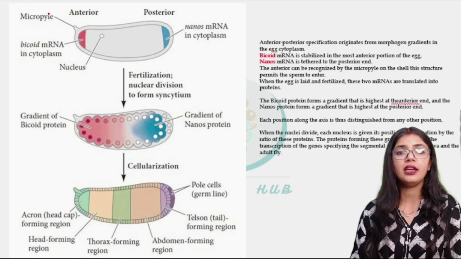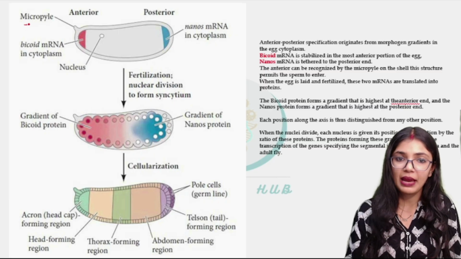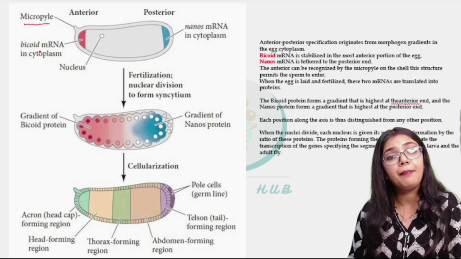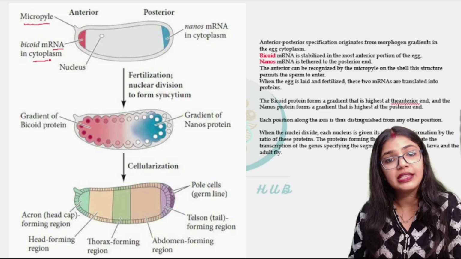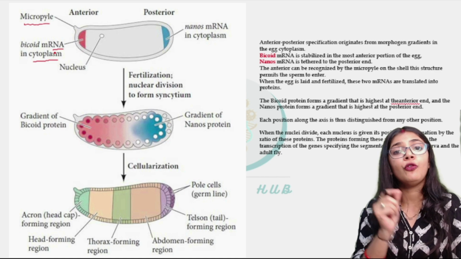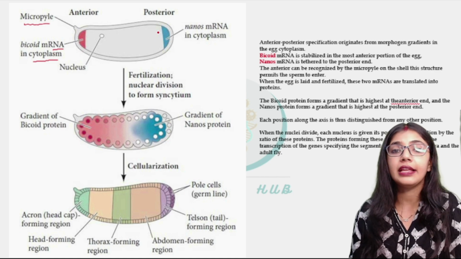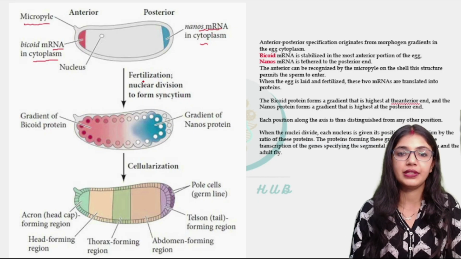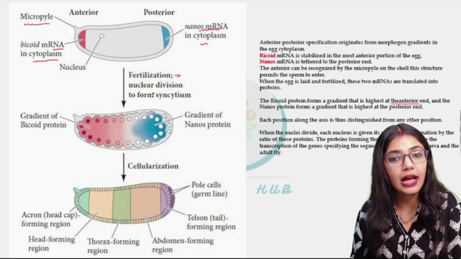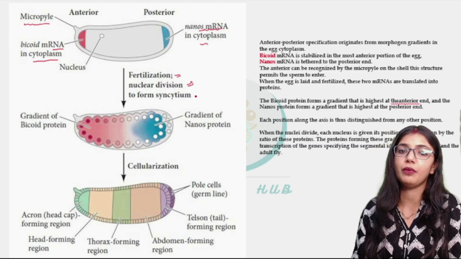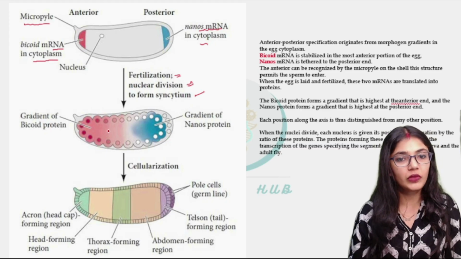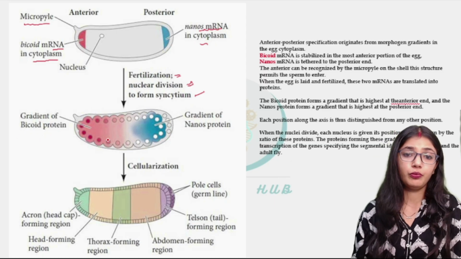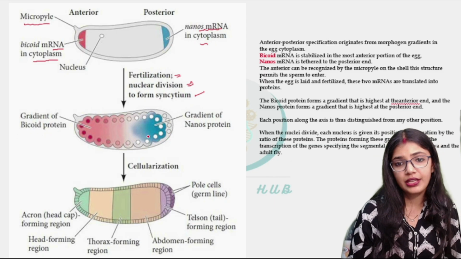So here we can see, with the help of this diagram, there is a micropylar end, and near this micropylar end, bicoid mRNA is present in the cytoplasm, and this is before fertilization, okay. And in the posterior region, there is nanos mRNA present in the cytoplasm. So after fertilization, nuclear divisions occur to form the syncytium. Okay, so we can see here the gradient of bicoid protein, how it is being regulated.